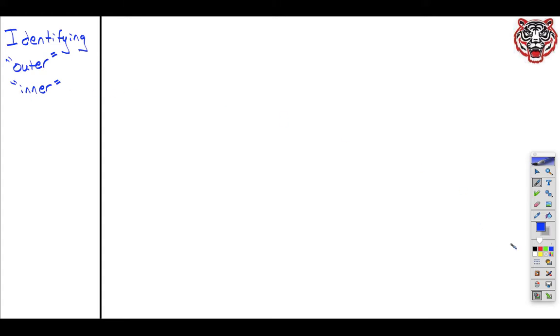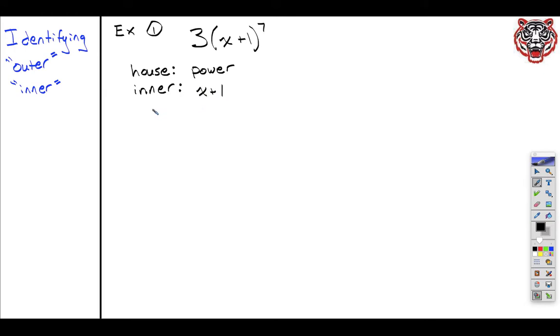All right, so let's look at our first example. Example 1. So I have this function, (3x + 1) to the power of 7. Okay, what house am I in? I'm in powerhouse. What's the inner? 3x + 1. And what's the outer?